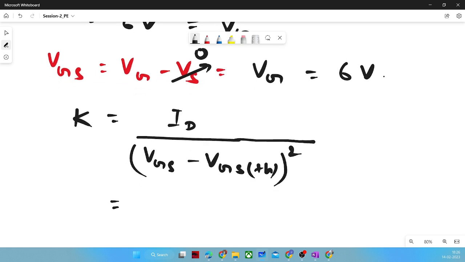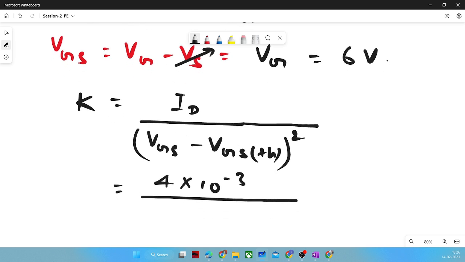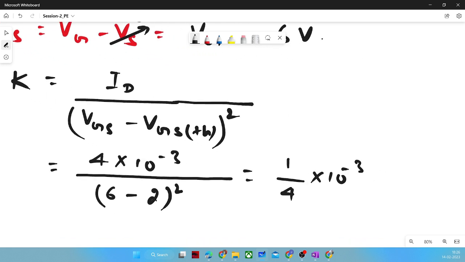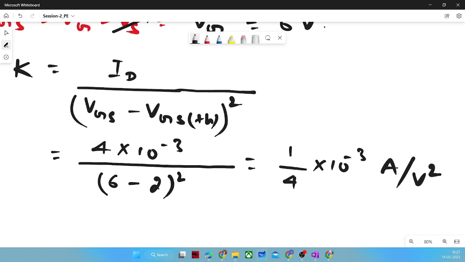So it will come out to be 4 milliampere. VGS is 6 volt and VGS TH is 2 volt square. So it will be 1 by 4 into 10 raised to power minus 3 ampere per volt square. So this is the value of K. It will be fixed throughout the operating point, meaning for any particular operating point, this K will be fixed.